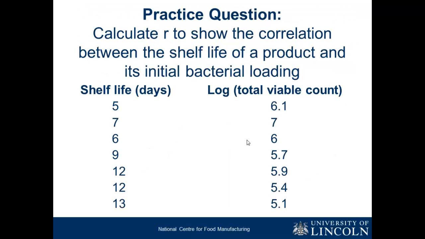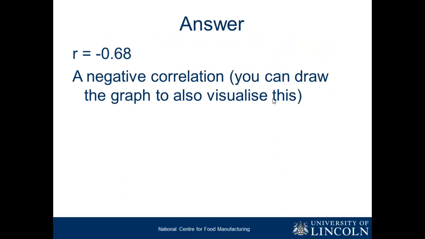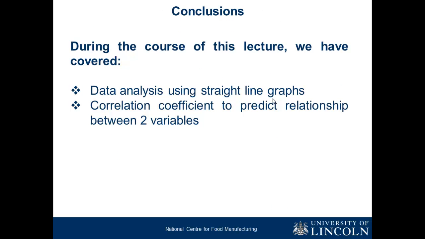So this is a practice question for you. Now you want to calculate your R to show the correlation between the shelf life of a product and its initial bacterial loading. So this is very related to food, looking at the correlation between shelf life and the logs of bacteria, the total viable count. And this is what you're likely to get. There's your answer. And please draw your graph to visualize this.